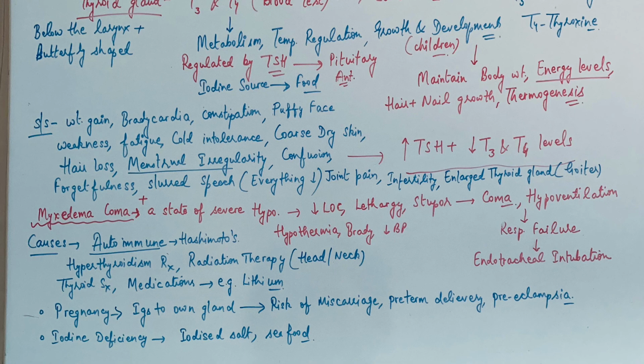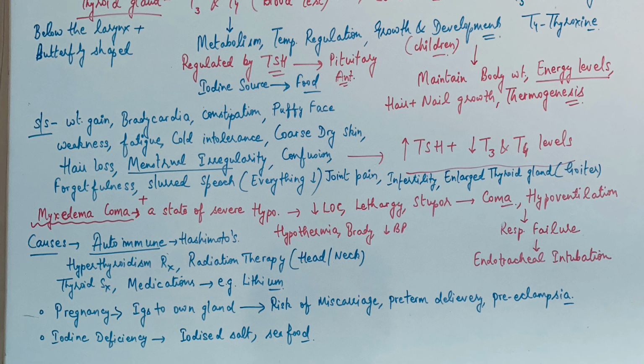It's a severe state of hypothyroidism, when the level of T3 and T4 in the body goes too much down. In that condition, it's very critical. The person can go even into respiratory failure, and we have to intubate the patient. The person can go on artificial ventilation. Now let's move on to the causes of hypothyroidism.